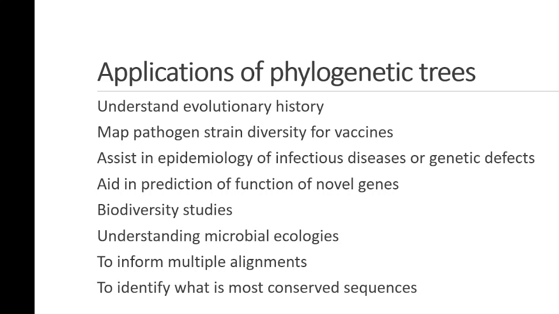Then it aids in the prediction of function of novel genes. That is another peculiarity of the phylogenetic tree. Sometimes we find certain new genes, but by studying the similarity of this new gene with other genes, we will be able to predict what the function of this newly discovered gene will be. That is another advantage.